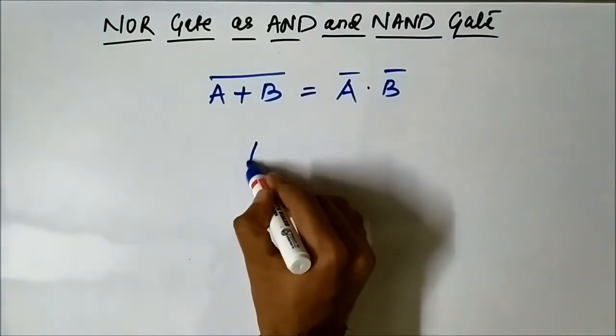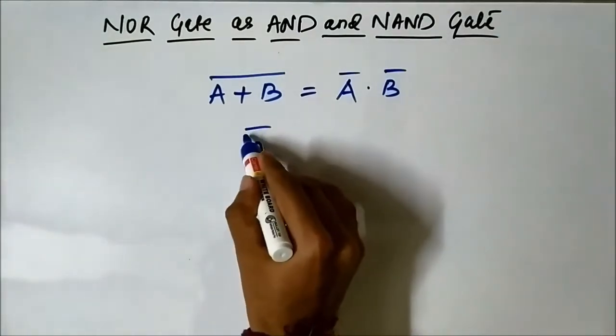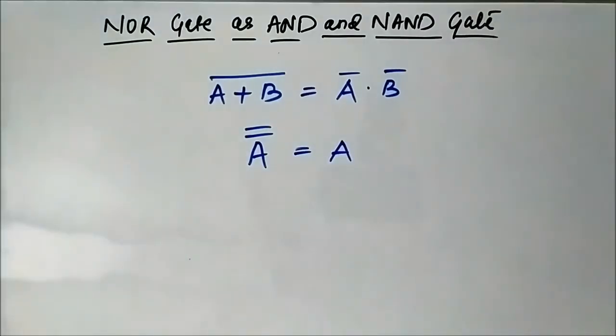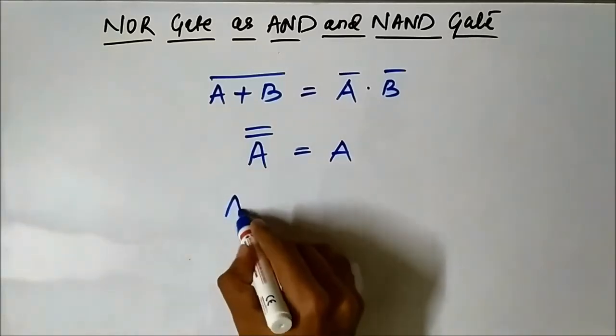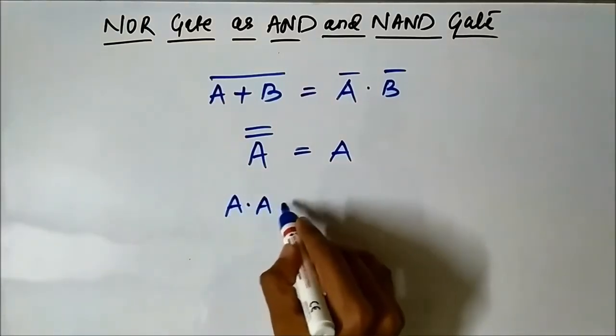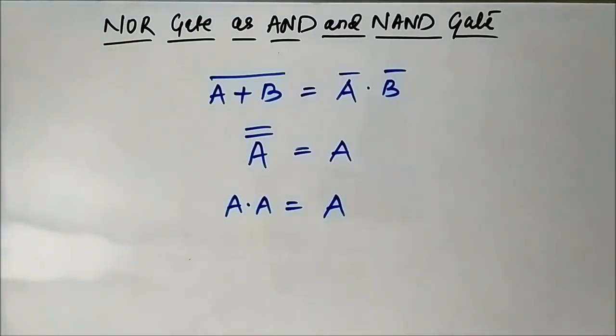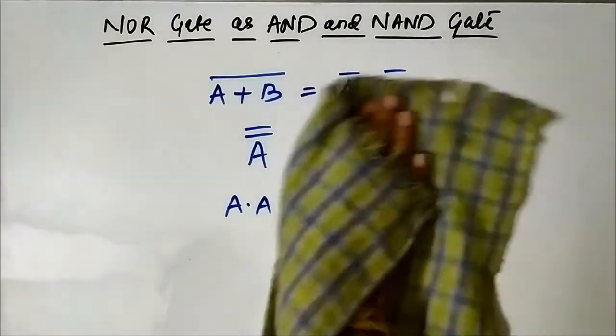And the other rule is the double complement of a signal gives us the same signal as output. And another one is if we AND two equal signals, it will give us the same signal as output. So these three rules will be used to perform this conversion of NOR gate into AND and NAND. Okay, so let us see.